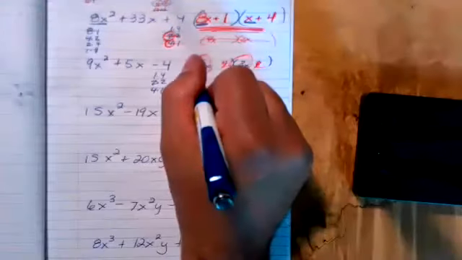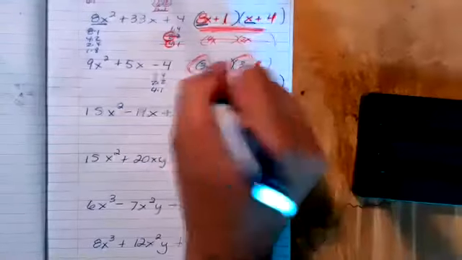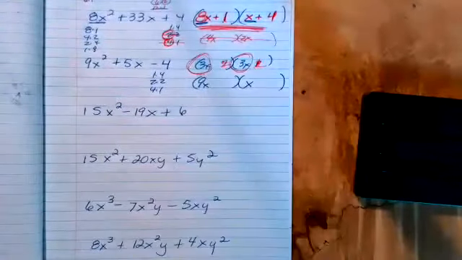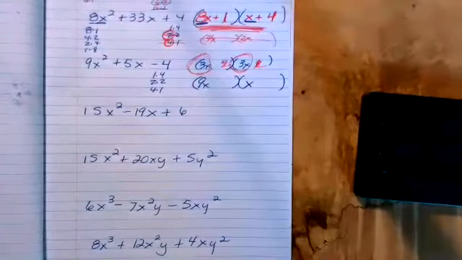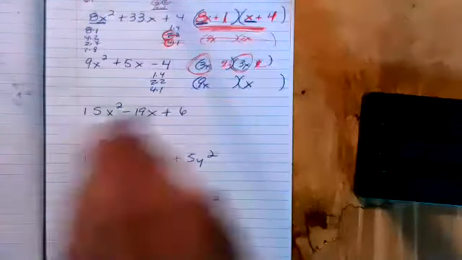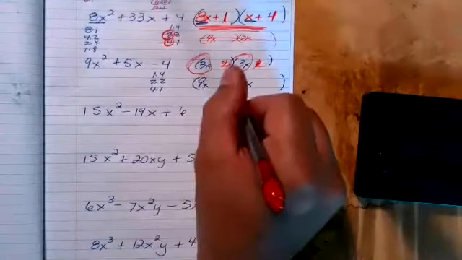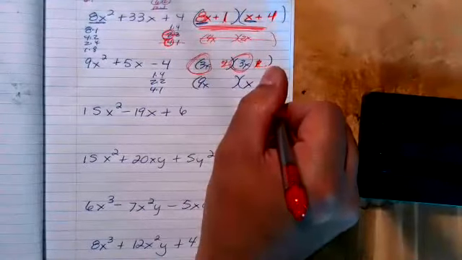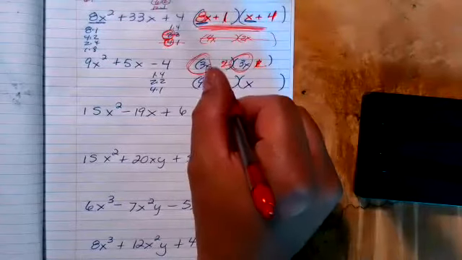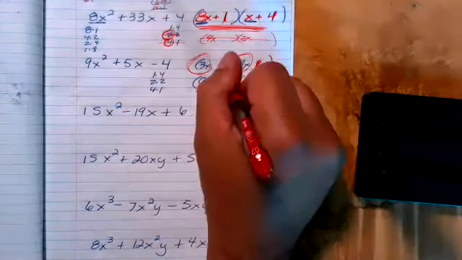I don't want to use 3x and 3x. I'm going to use 9x and 1x. 9x times 1x gives me 9x squared. Should I use 1 and 4? No, that's too big because 4 times 9 is too big. 2 and 2? Nope. 4 and 1.